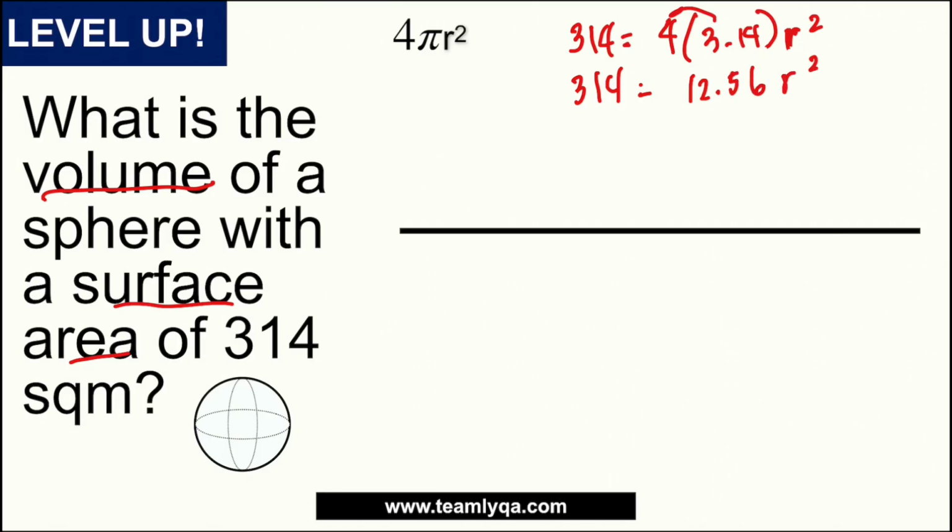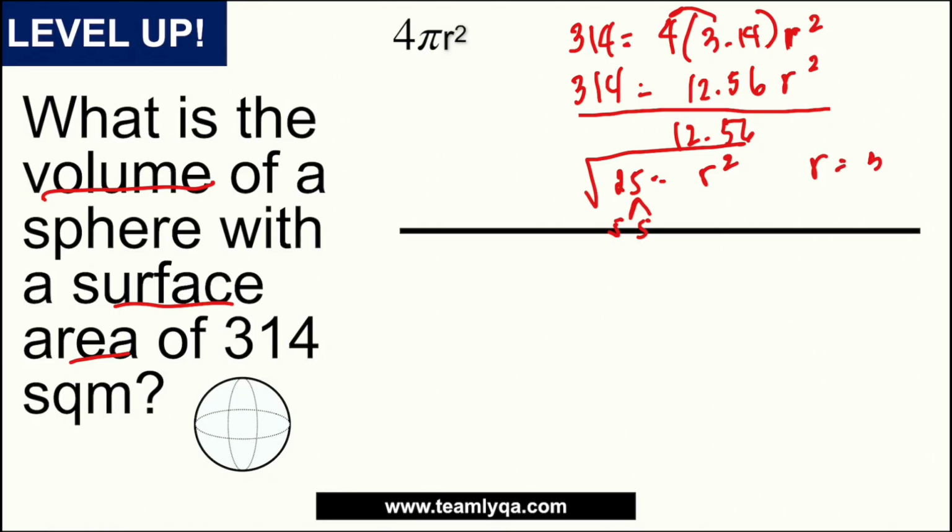Okay? Now, what I have to do here is to divide this by 12.56. Okay, both sides. So 314 divided by 12.56, that would be 25 is equal to r squared. Or, sa square root na lang natin siya. Okay, divisible naman yan pareho sa 5. 5 times 5 is 25. So, ang radius mo now will be 5.